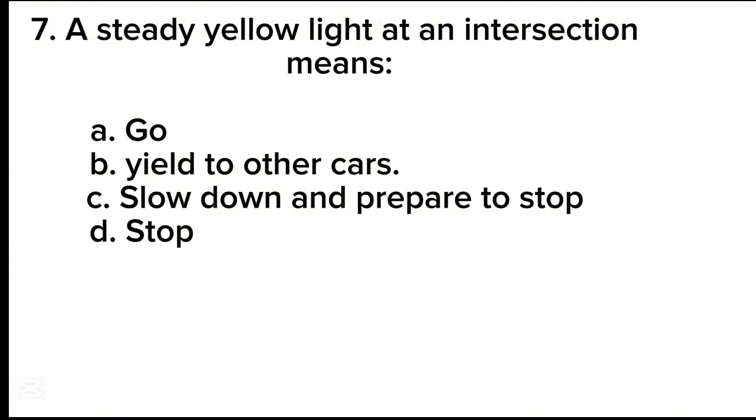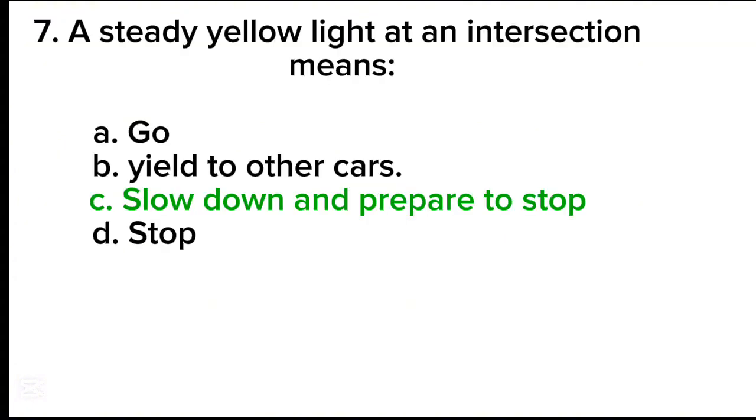Is it A. Go, or is it B. Yield to other cars? Is it C. Slow down and prepare to stop, or is it D. Stop? What is the correct answer? Let's write. The correct answer is C. Slow down and prepare to stop. A steady yellow light at an intersection means you should slow down and prepare to stop.